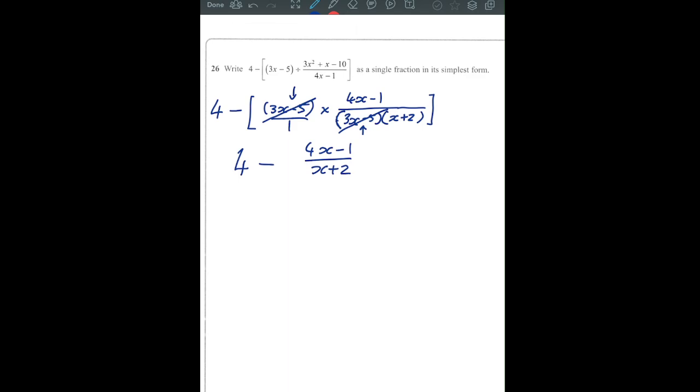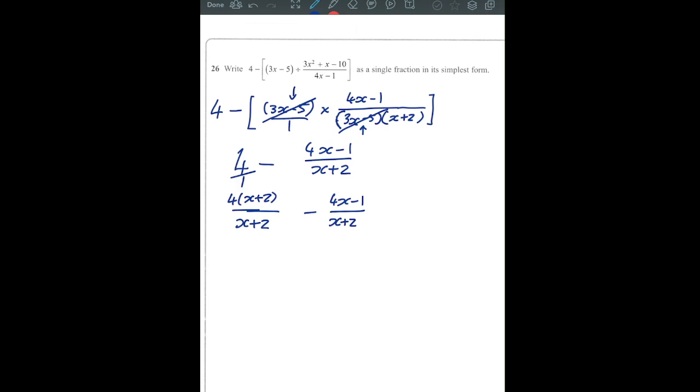Still not done, still got a way to go, but nicer. We now have a subtraction. A subtraction means we have to have a common denominator. Well, the denominator over here is just 1. So let's use the simplest common denominator, which is x plus 2. If I force that first fraction to have a denominator of x plus 2, I need to adjust the numerator in the same way.